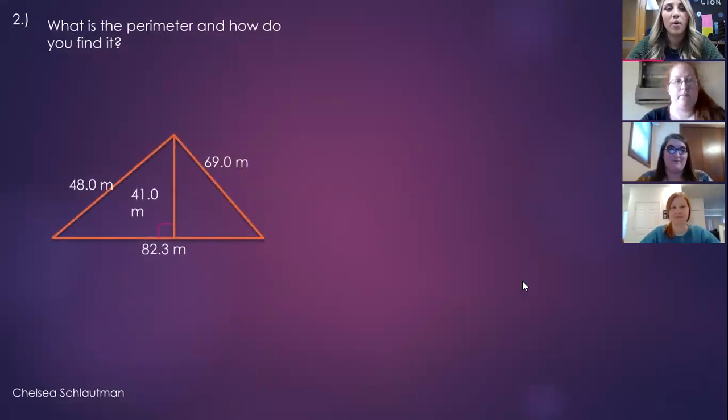Hey, Chelsea, what is the perimeter and how do you find it? So the perimeter is going to be just all of the sides added together. So you're just trying to find how much space is going around the figure.